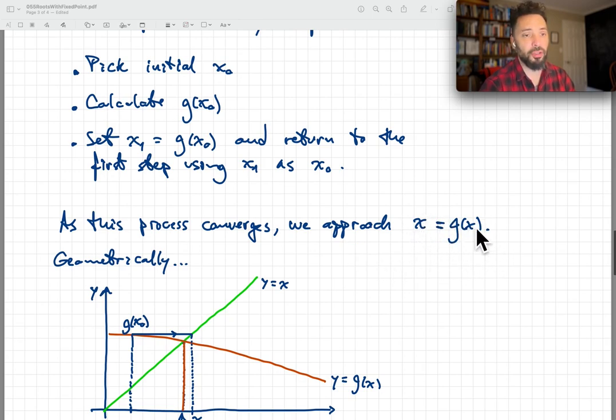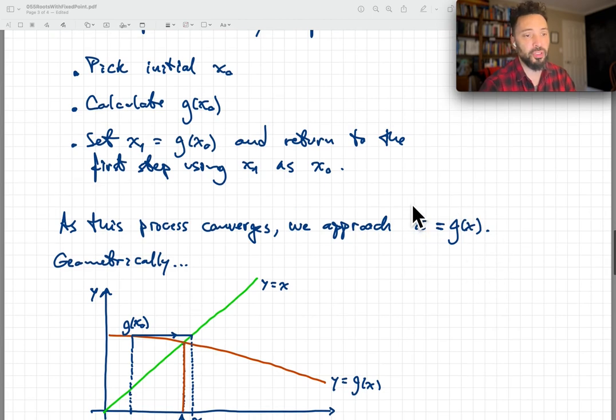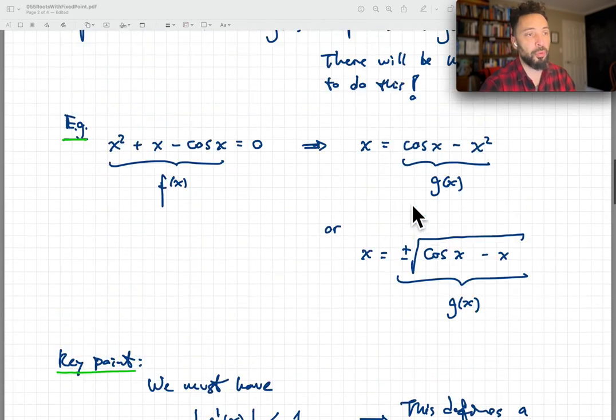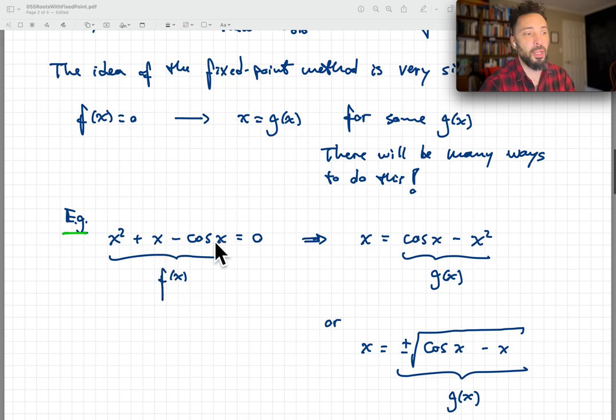So that's really all there is. You iterate on this equation, and when you converge, then by definition you will have approached a solution, because we simply rewrote our problem f of x equals 0 as x equals g of x.